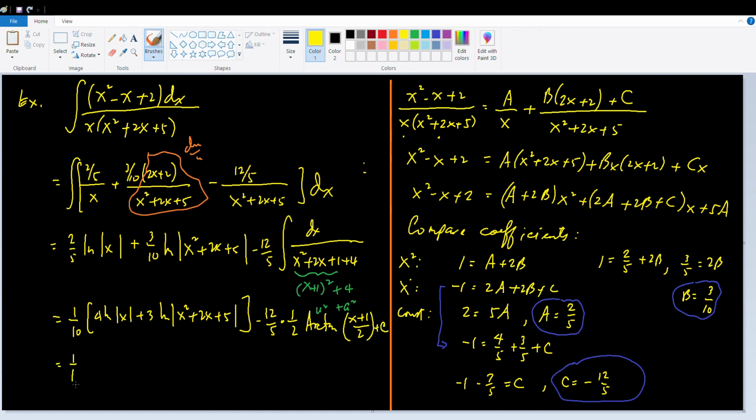So 1 over 10, 4 ln x plus 3 ln x squared plus 2x plus 5 is actually equal to ln of x raised to 4, x squared plus 2x plus 5 raised to 3, minus 12 over 5 times 1 half is 6 fifths. 6 fifths arctangent of x plus 1 over 2 plus c.